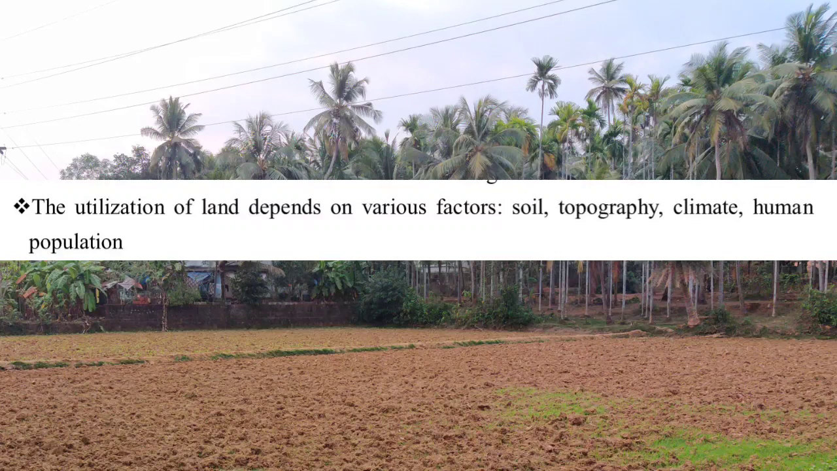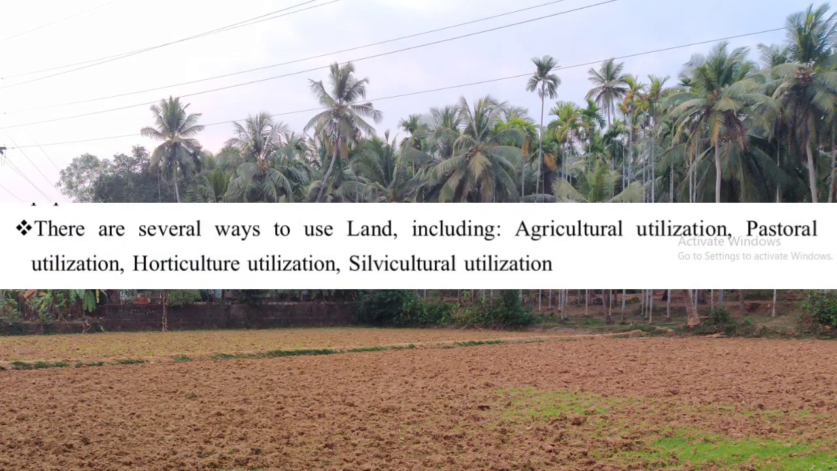We can utilize land for many purposes, and the utilization of land depends on various factors, like the type of soil, the topography of the land, the climate of that area, and the human population. These are the factors on which the utilization of land depends.